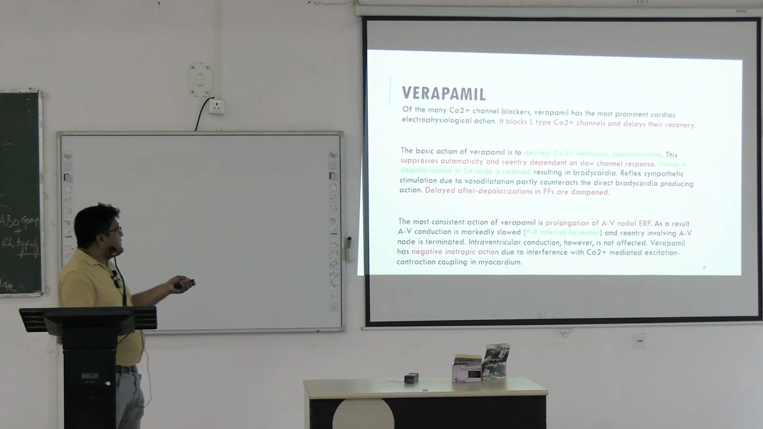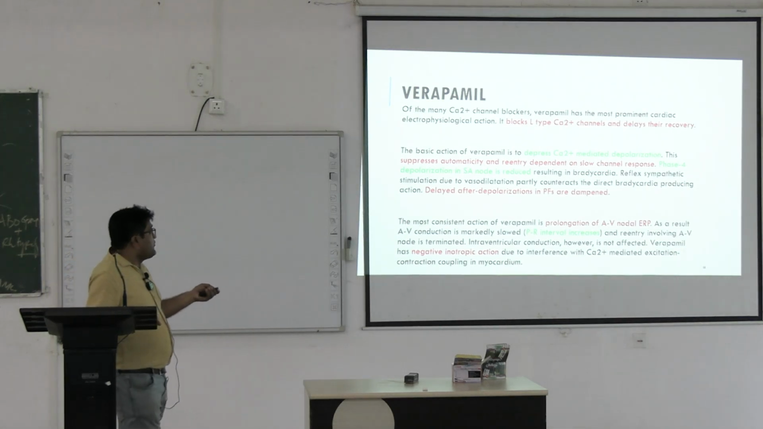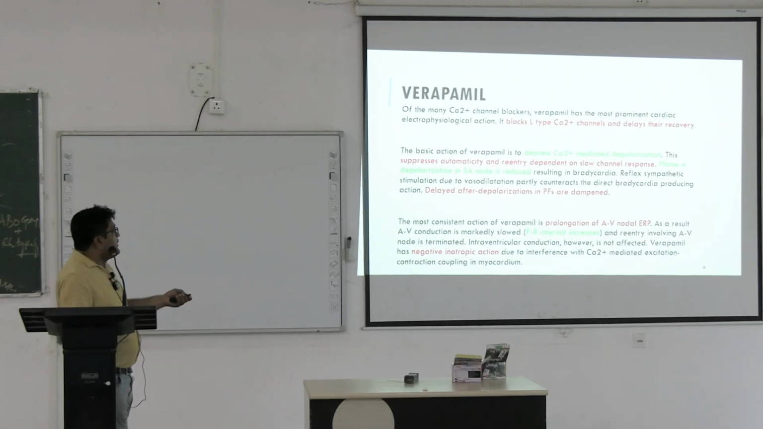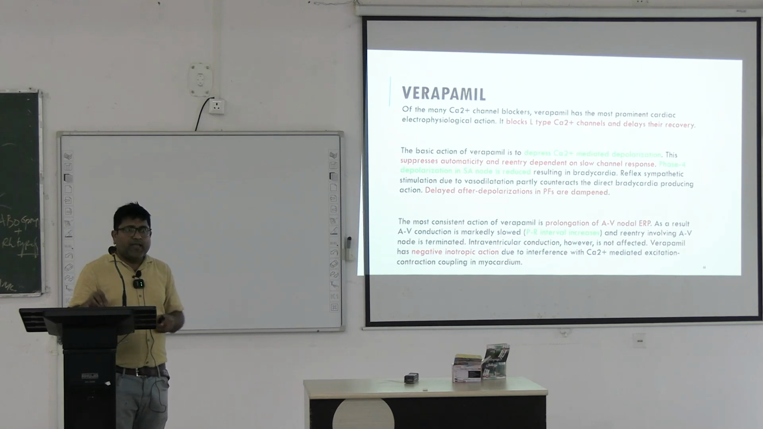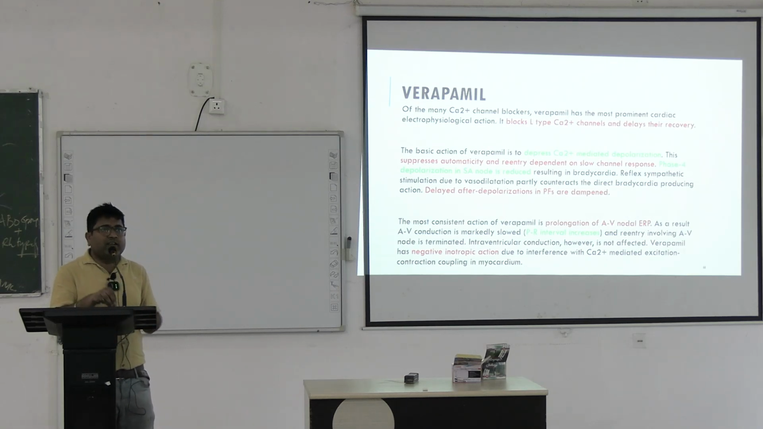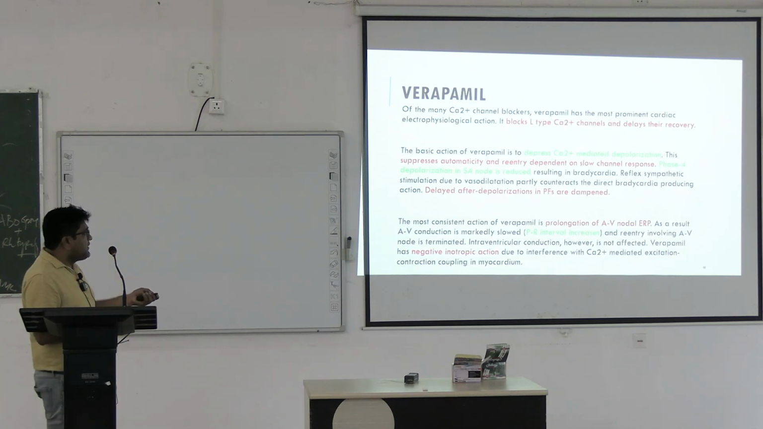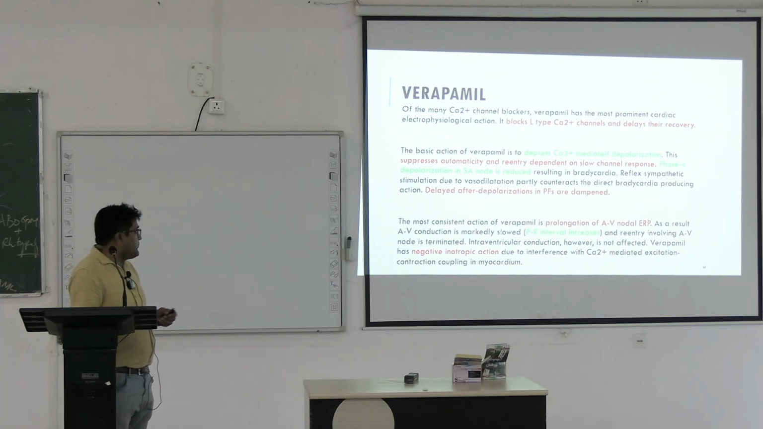So it blocks L-type calcium channels and delays their recovery. It depresses calcium mediated depolarizations. It suppresses automaticity and re-entry dependent on the slow channel response. Phase 4 depolarization in the SA node is decreased, so there is bradycardia. Reflex sympathetic stimulation can be seen because of vasodilatation. The calcium channel is present in the blood vessels, which results in vasodilatation and fall in BP. So reflex tachycardia may be seen, and direct bradycardia can be seen because of depression of the SA node.